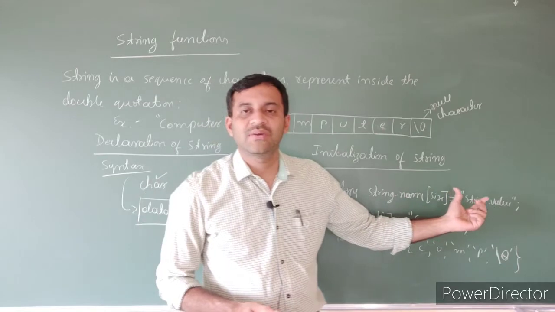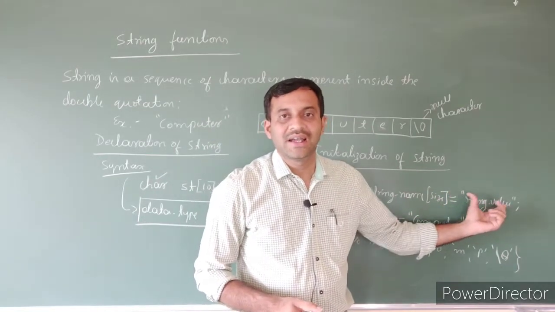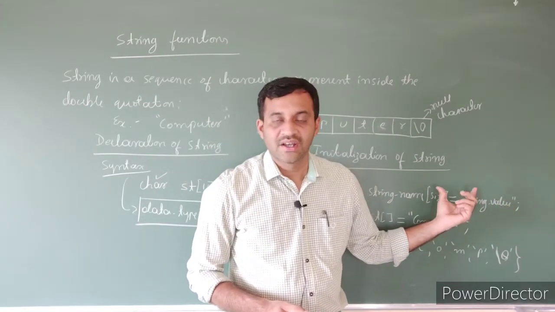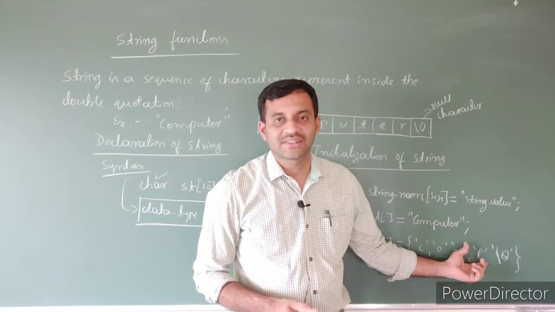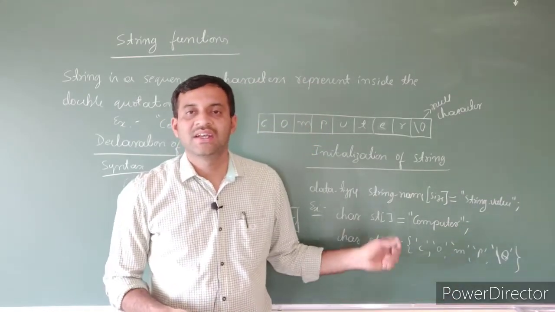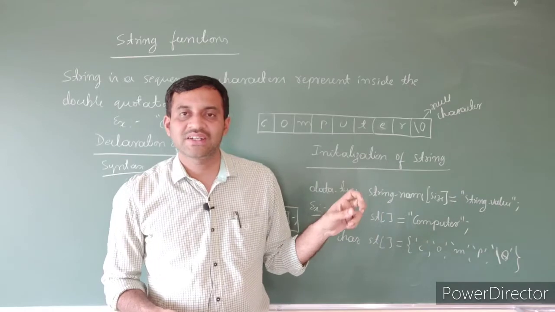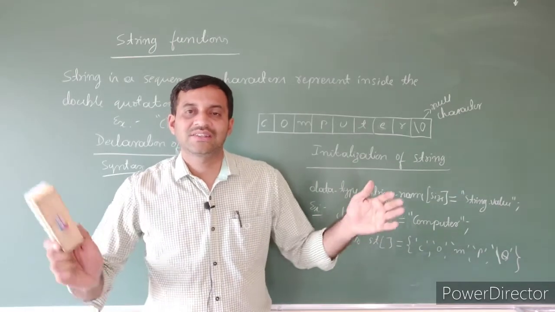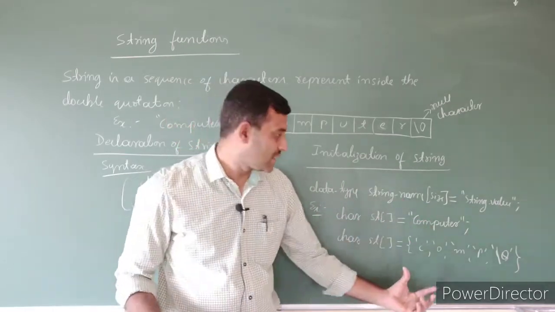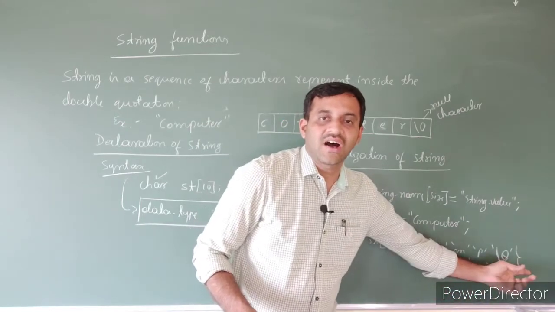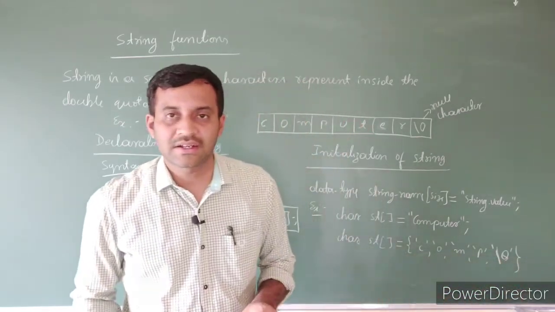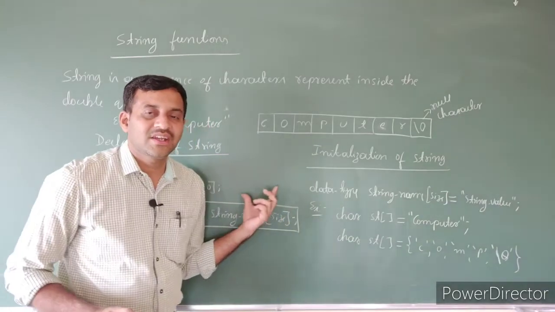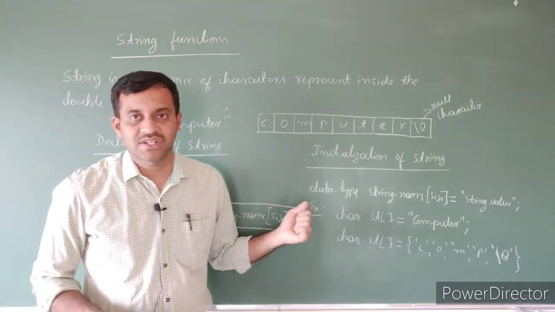After that, we have to give a value for the declared string inside the double quotation, or initialize it individually. If it is individual characters, character constants are represented in single quotation. Then the set of character constants is represented in curly braces. Then the last character must be a null character. So these are the declaration and initialization of a string.